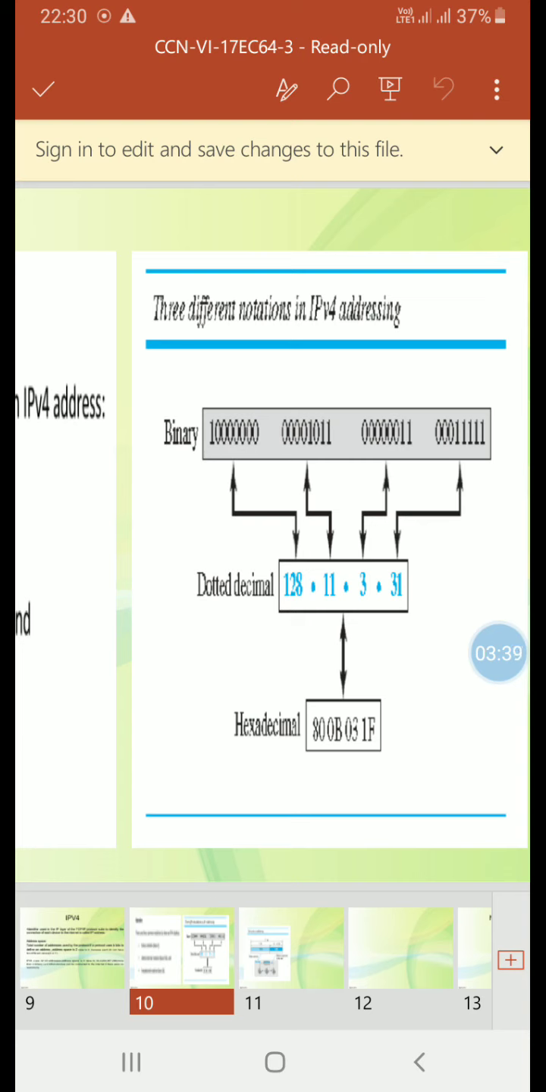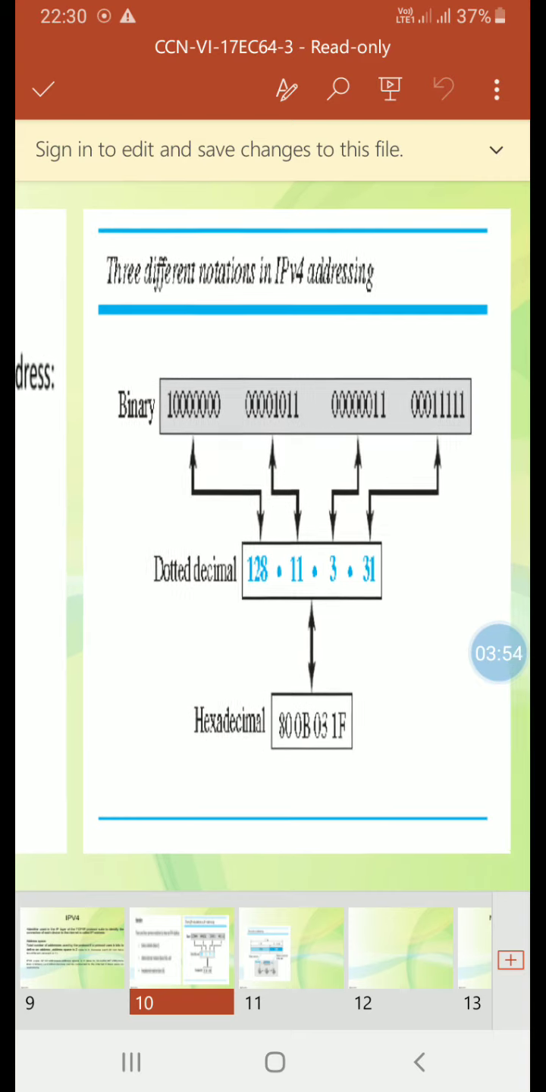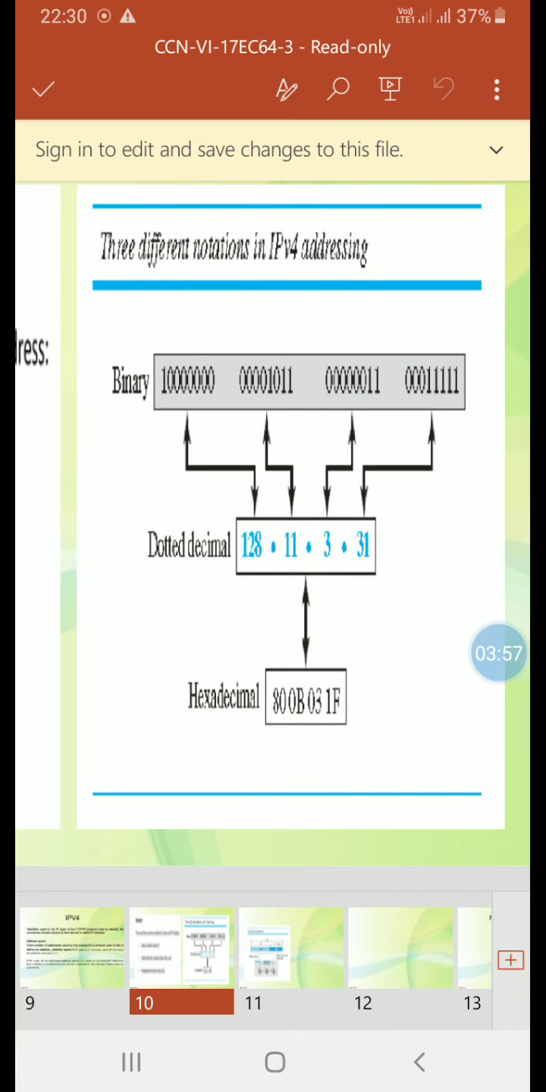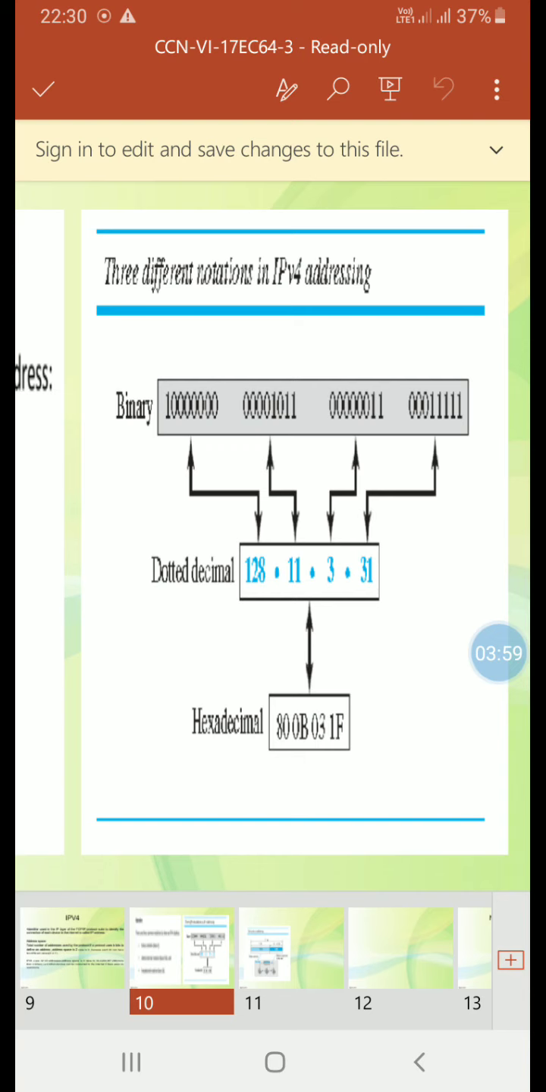Each octet is 8 bits. IP version 4 addresses are more compact and easier to read in dotted decimal notation. It is usually written in decimal form with a decimal point, a dot, separating the bytes. You can refer to the figure for how it is shown. Each byte is written in decimal form, with a dot separating the bytes. That format is dotted decimal notation.